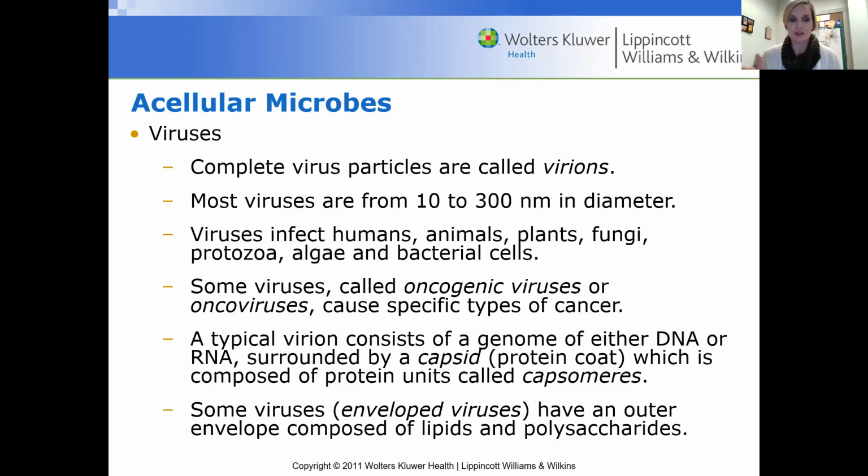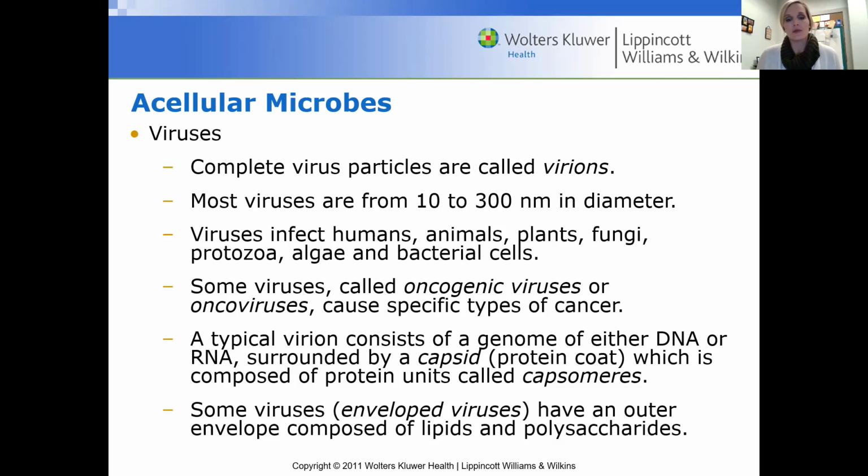Not that you guys have to know the difference between the two, but we're going to classify viruses. Again, hard to classify because some viruses contain DNA, some contain RNA. And this genome is then surrounded by a capsid, which is just a term that means a protein coat around it, which is composed of protein units called capsomeres. Those capsomeres are those little pieces of protein units that create that capsid.